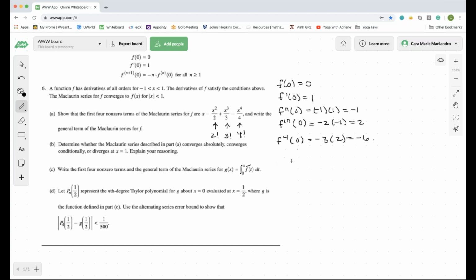All right, and so then our first 4 non-zero terms would be, so our 0 plus 1x over 1 factorial, minus 1 over 2 factorial x squared, plus 2 over 3 factorial x cubed, minus 6 over 4 factorial x to the 4th, and then that just gives us this. All right, and then if I wanted a general term, I have to write it out. I have to see it.